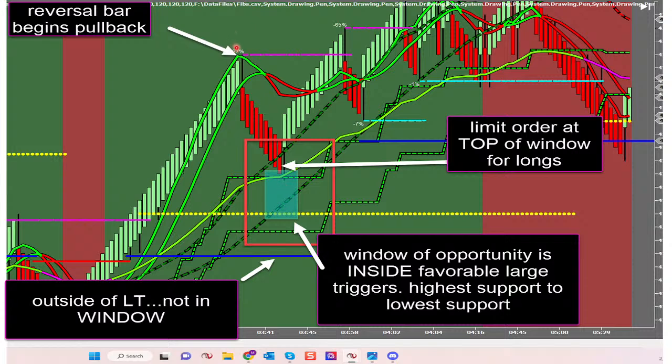So pullback initiates with a reversal bar. I'm going to identify my triggers. I'm going to find the areas inside, and I'm going to activate a limit order right at the top of that window because the large chart is screaming to the upside. The large chart doesn't have anything to bounce off of. So the small chart, I don't expect it to get too far past it. This becomes your entry for the highest probability long trade that you can take.